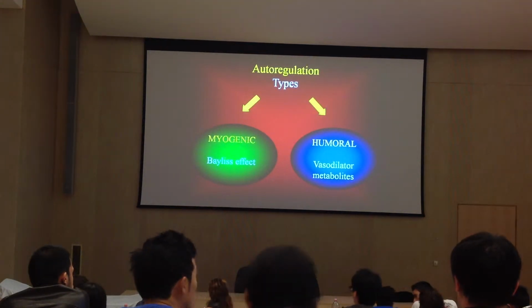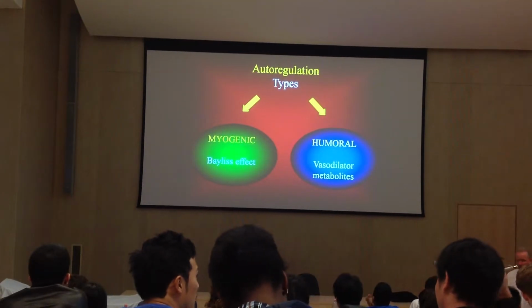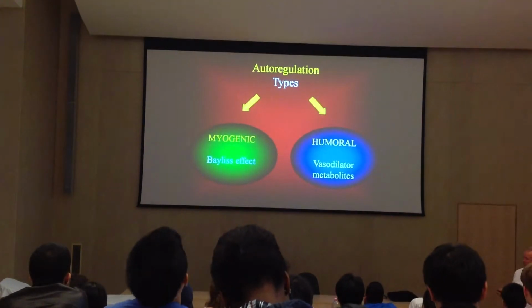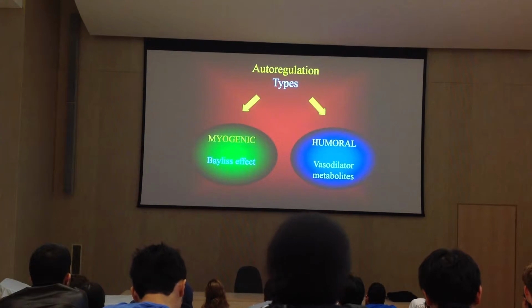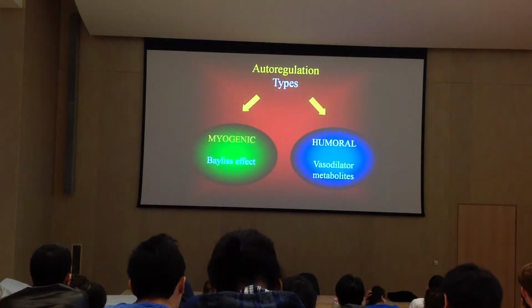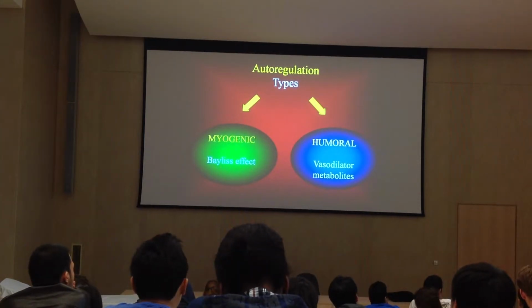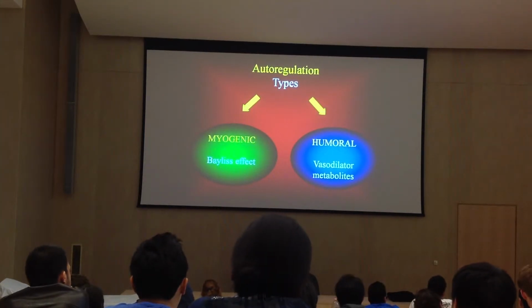What are the two major types of autoregulation? I think it's much easier to understand the humoral because we have already talked about it. These are the humoral vasodilatory metabolites. You will see that by the production of certain vasodilatory metabolites, you can perform the autoregulation of that particular segment. The other one is something else.